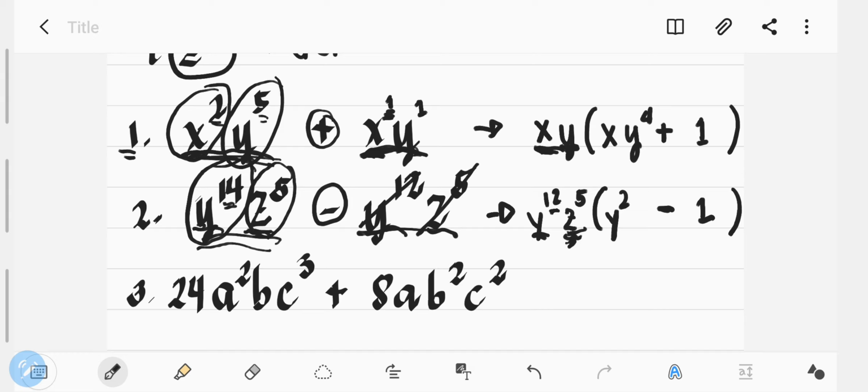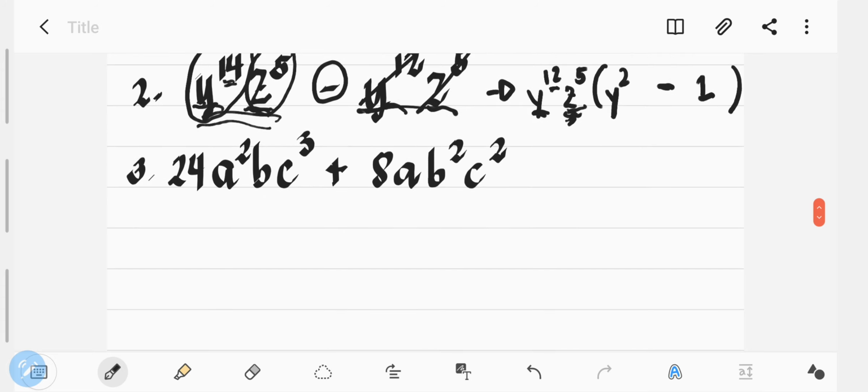Okay? Next, meron tayong number 3. 24a squared b c cubed plus 8ab squared c squared. So, meron ng kasamang number. Titingnan muna natin yung GCF ng 24 at saka 8. So, kagaya ng sinabi ko, isubukan muna natin i-divide yung 24 sa 8. Kung kaya bang i-divide ng 8 ang 24, so kaya naman siya kasi 8 times 3 is equal to 24.